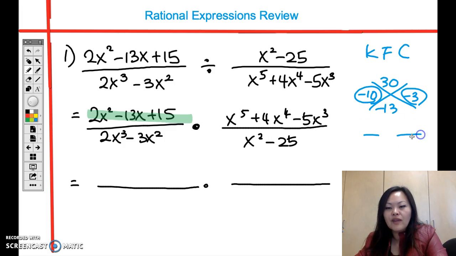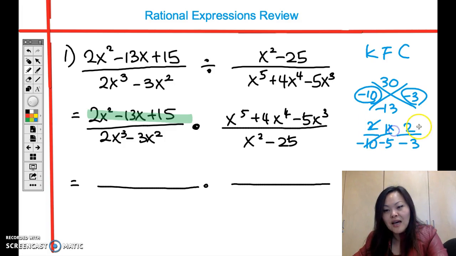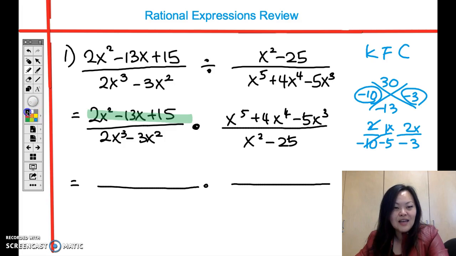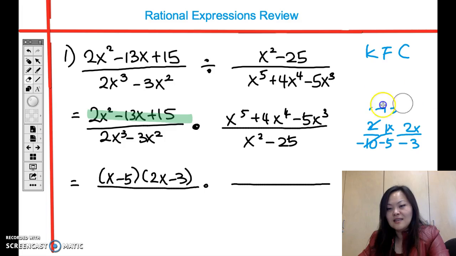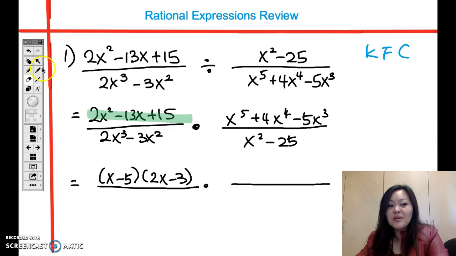So I draw my fraction bar, and the number that I put on top is the 2, the leading coefficient, okay? So I'm going to put the 2 on top, and then negative 10 and negative 3 go at the bottom. We gotta simplify what we can, divide the top and the bottom by 2. We get 1 over negative 5. I put the x's on top, right? So that's how I got x minus 5 and 2x minus 3 on top. So of course, I don't need this anymore. I'm going to erase it. So everybody should know how to factor using the big X, all right?